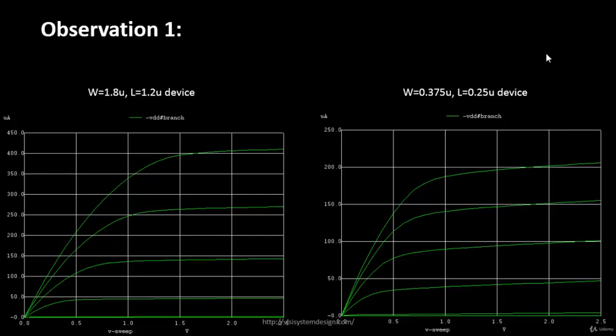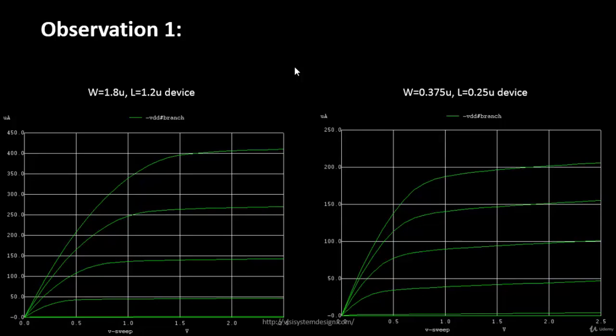Hello everyone. Let's continue our discussion on the spice simulations that we did in the last video. In the last video we did spice simulations for two different devices, one 1.2 micron device and one 0.25 micron device, and we briefly explained the observations that we had from these two curves. So let's try to deep dive into those observations.